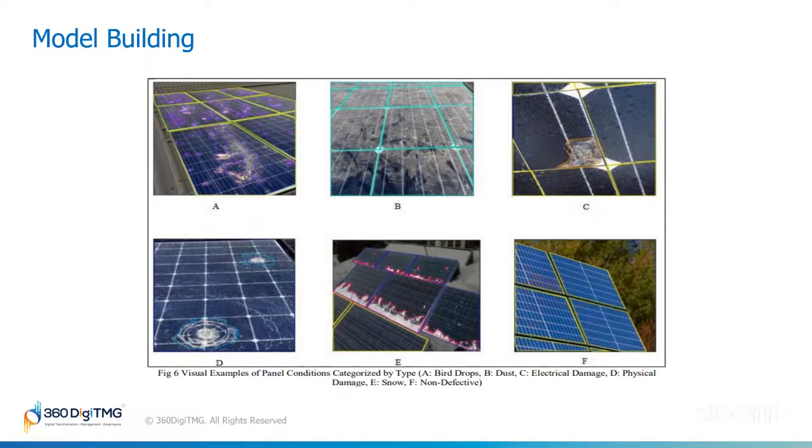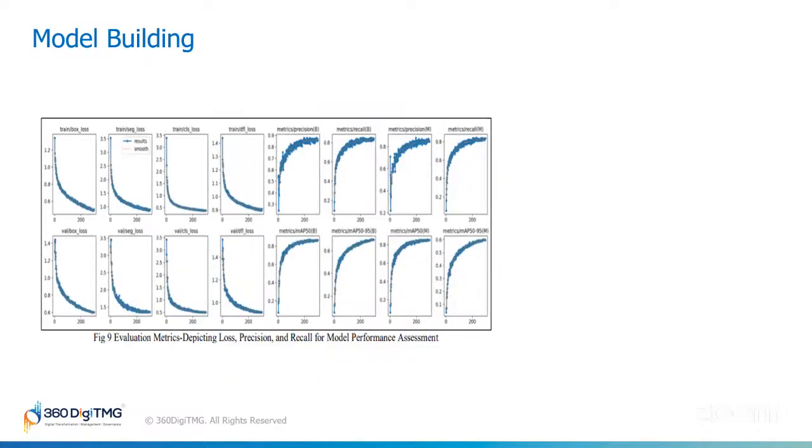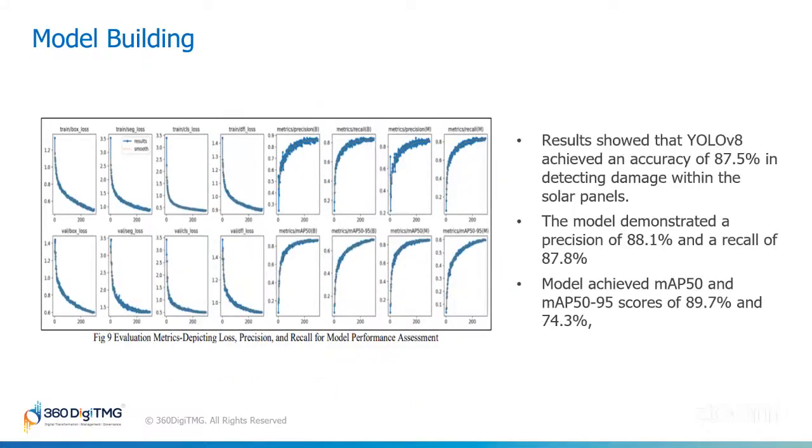So we trained our model in such a way that it can identify different types of defects, whether it's dust, physical damage, or electrical damage, whether it is dusty or clean. So these kinds of things are included in our model building. And this is our model building accuracy parameter.